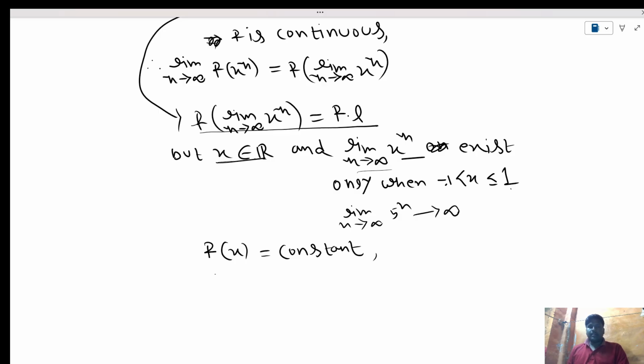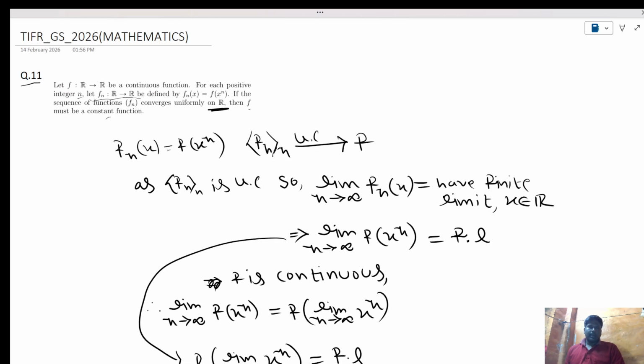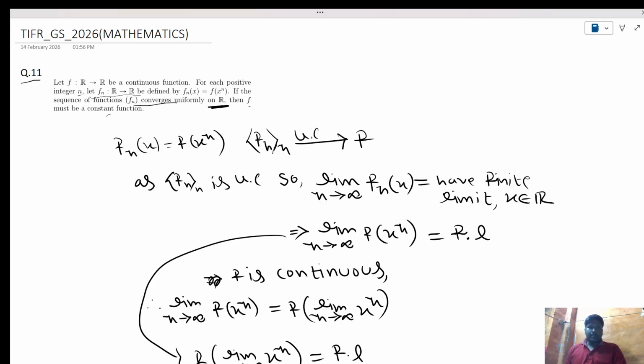Because if it's constant, say 100, then this is also constant, and if you take any larger value, the value will be the same. So the only possibility for the function to be uniformly convergent, as it is given here, is that f must be a constant function, otherwise the limit goes to infinity. So hence the statement is true.